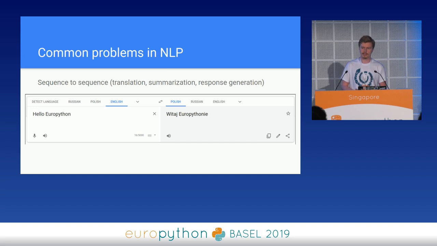Another common issue is sequence to sequence, and this includes, but is not limited to, translation, like Google Translate, summarization of text, like when we have a whole article and we just want to create an abstract of it just to know if we would be interested in it, and also response generation. Really neat feature in Gmail, when we receive an email, we have one of a few possible responses just to tap and respond to our sender.